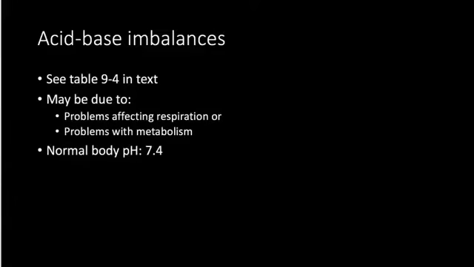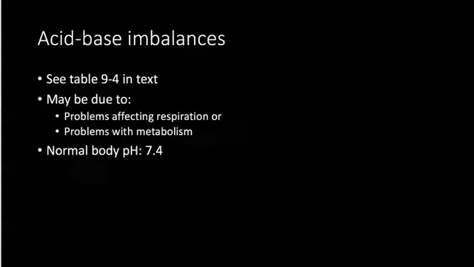Acid-base balances are important to identify. These problems, the acid-base imbalance, can be due to problems that affect respiration, like, say, for instance, COPD, or even traumatic brain injury, or problems with metabolism. Normal body pH would be 7.4. So if you look at the table on 9.4 in your text, that's going to better identify.